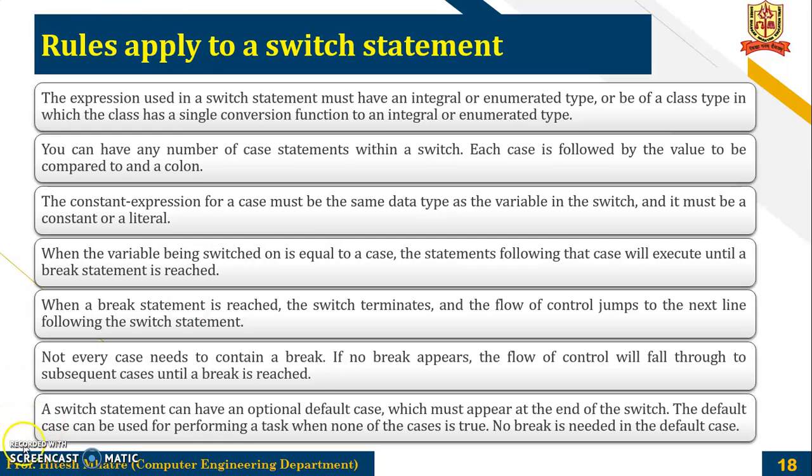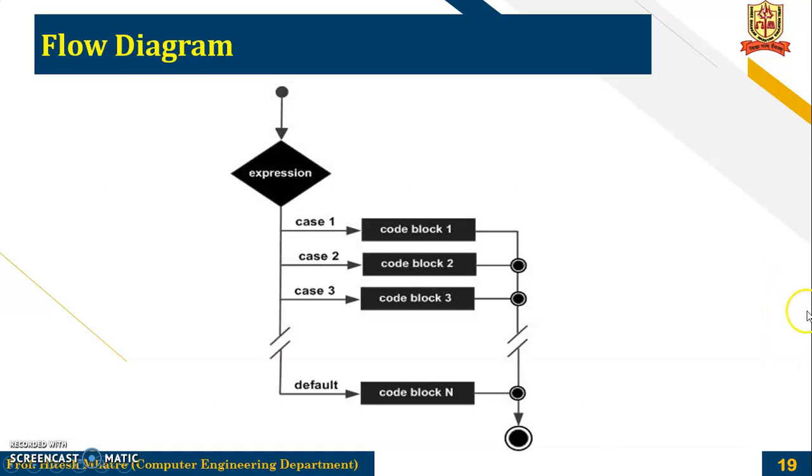A switch statement can have an optional default case which must appear at the end of the switch. The default case can be used for performing a task when none of the cases is true. No break is needed in the default case. This is the flow diagram. So expression, and based on the number of cases, you have different code blocks to be executed, and then the default, and then it will follow the flow of the program.